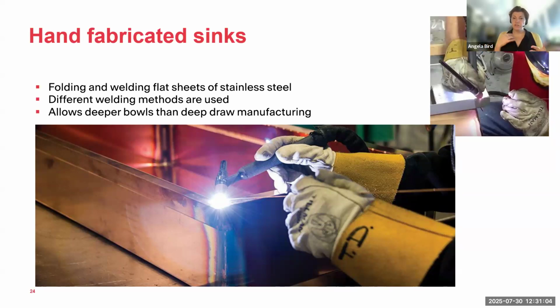You can achieve deeper bowls with hand fabricated sinks. You can create different shapes of ledges or sides or fronts. And you can also use a lot thicker sheet of stainless steel because there is a limit to how much pressure can be applied from a press on a sheet of stainless. So you can usually only do certain thicknesses, certain gauges. But for hand fab, as long as you've got the equipment to fold it and shape it, you can go at a much thicker gauge of stainless.